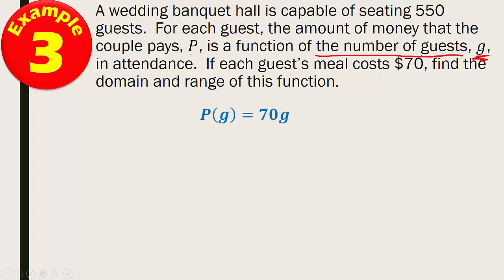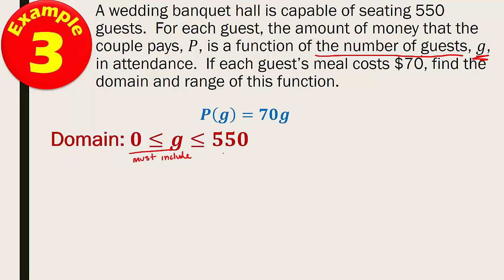So since we're talking about domain, the best thing to do is basically write out what the function is. P of G equals 70, because it costs $70 per guest, G. Okay, so it's the number of guests, or $70 per guest. So if we're trying to find out what the domain is, the number of guests, well, we can't have fewer than 0 guests. We can't have negative guests. So we have to include this, must include.